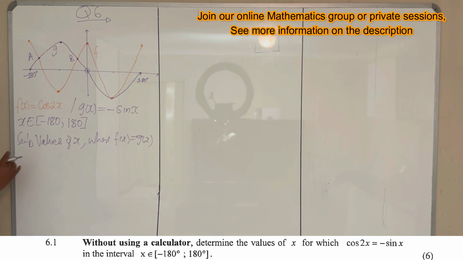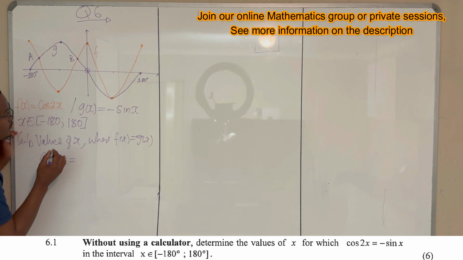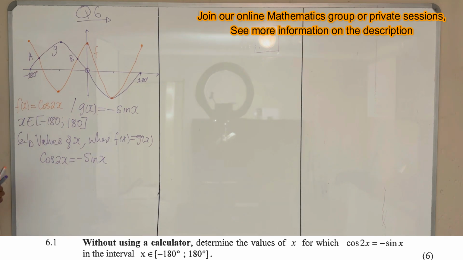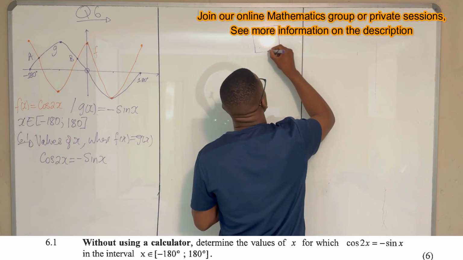This is 6.1, right? They want the values of x where f of x equals g of x without using a calculator. Your f of x is cos 2x, and your g of x is negative sine x. So they want the values of x such that these two things are equal. So you're looking for the point of intersection, but they do not want us to use the calculator. So in that case, what do we do? We know that this is a double angle identity, right?